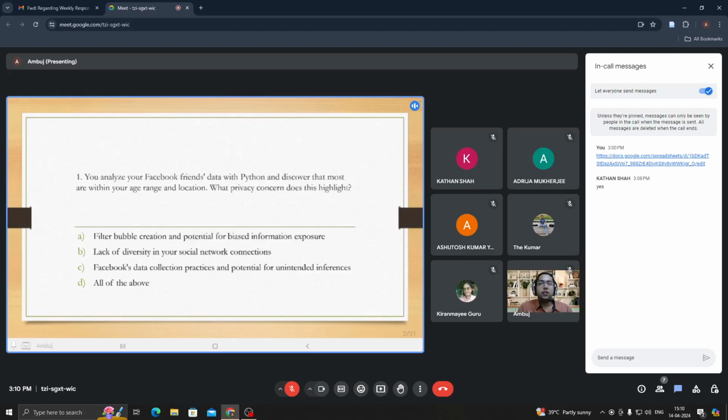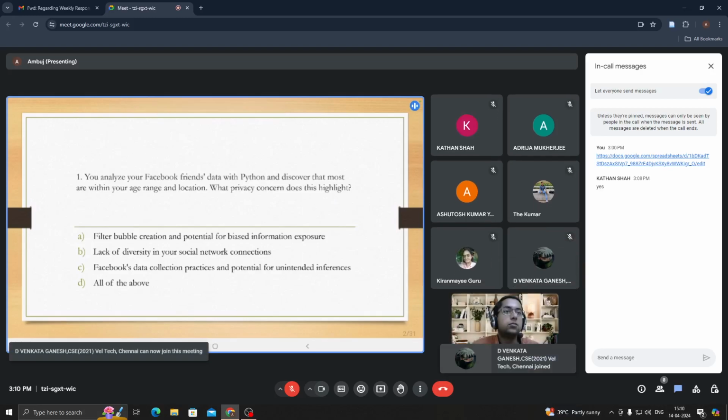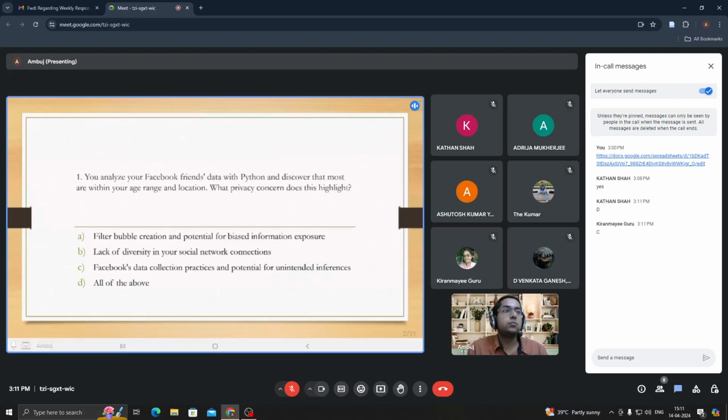Your options are: first, filter bubble creation and potential for biased information exposure. Then, lack of diversity in your social network connections. Then, Facebook's data collection practices and potential for unintended inferences, or all of the above. A lot of options are there. Try to see them carefully. Take your time, no problem.